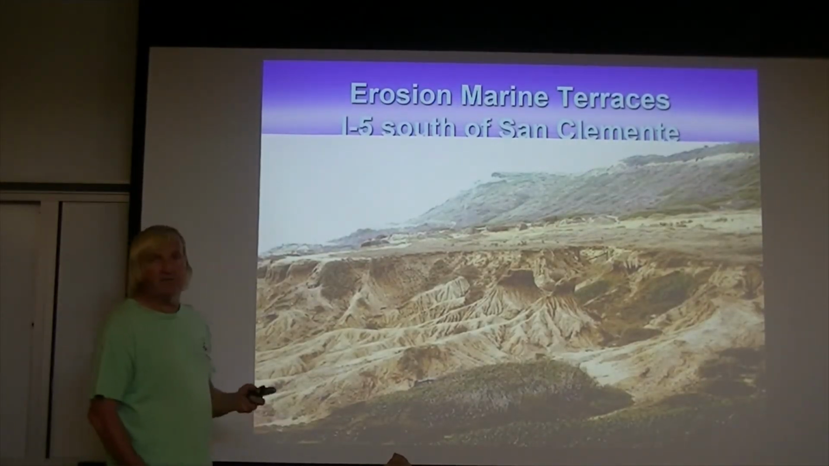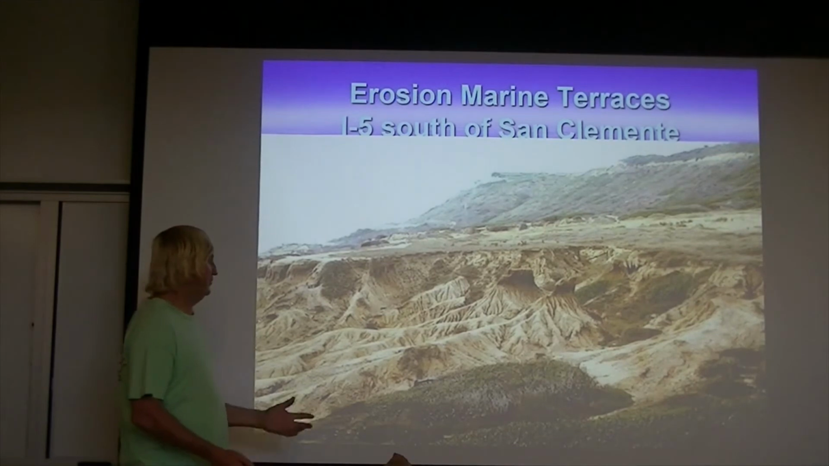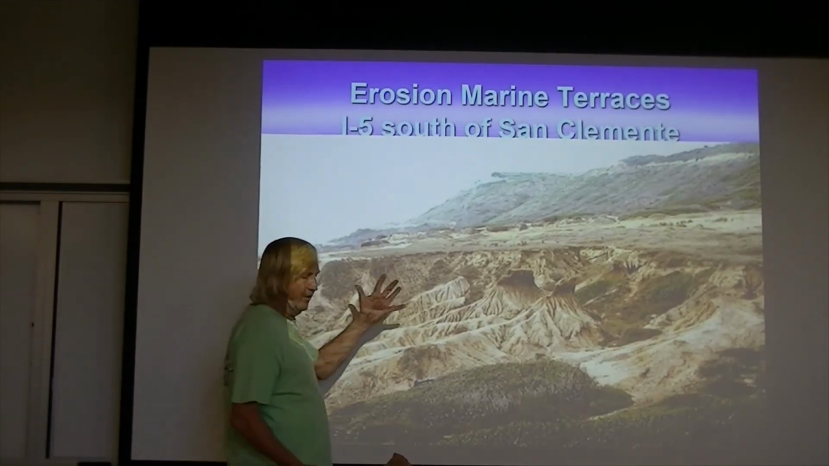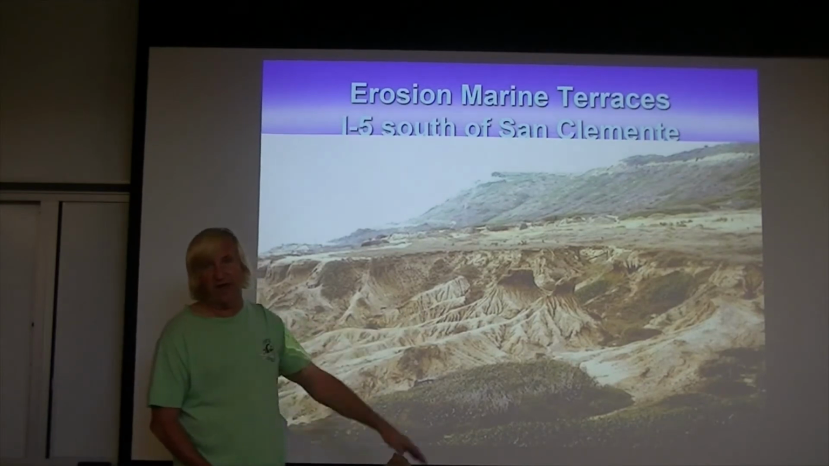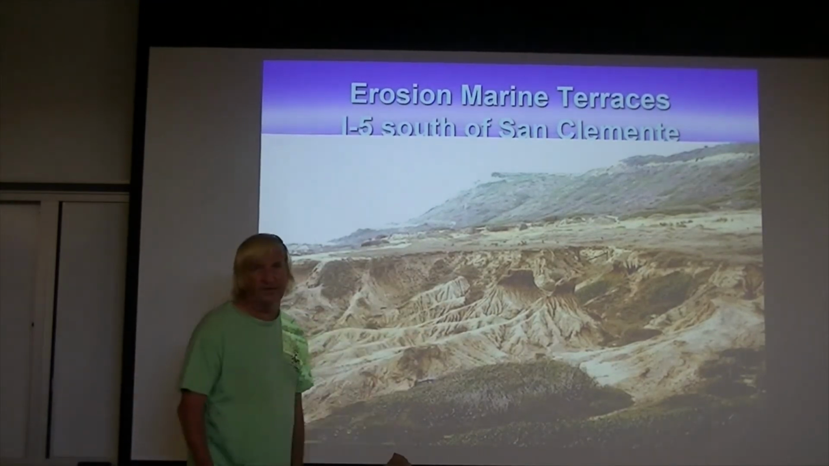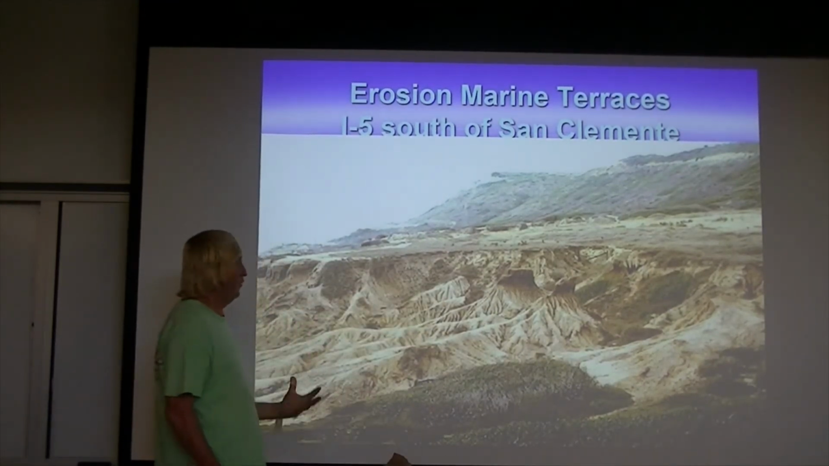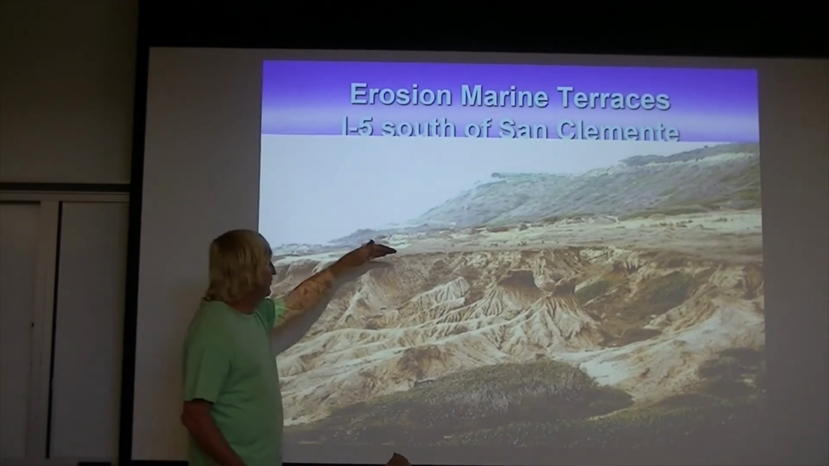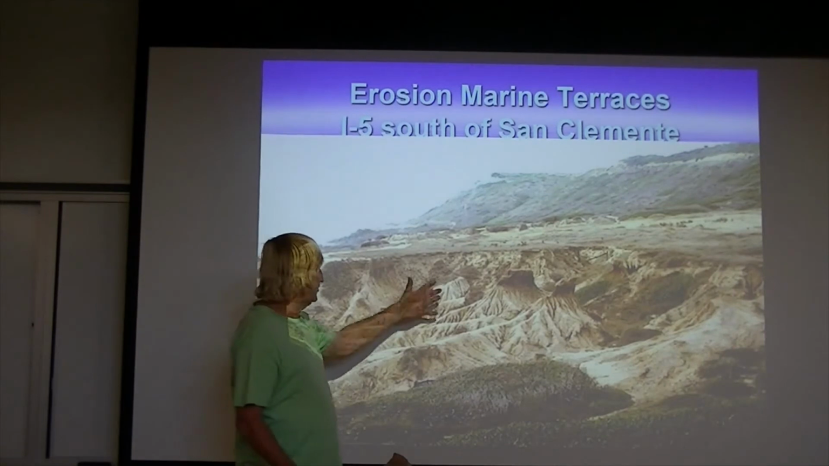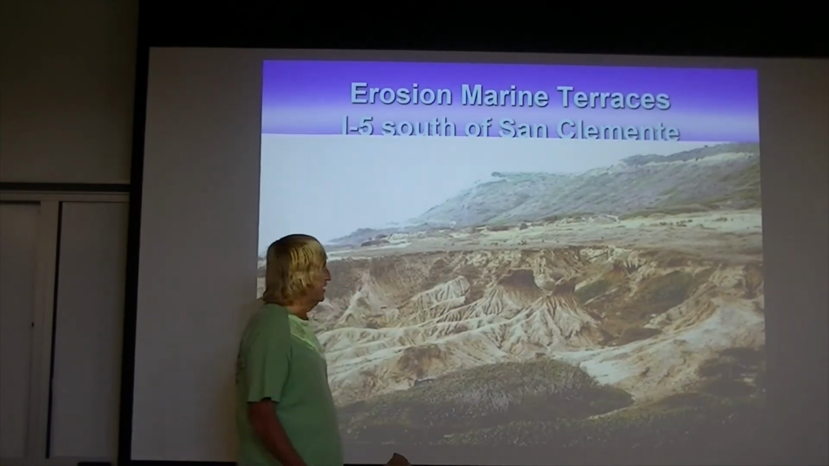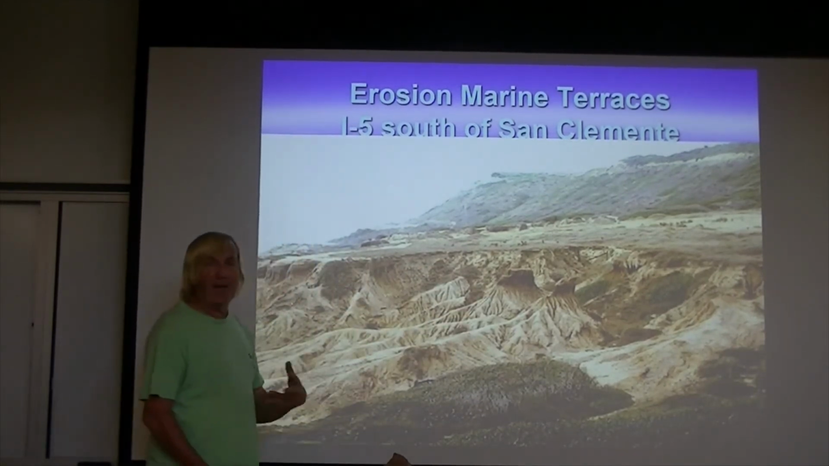The sediment is very vulnerable. This is actually south of San Clemente. They were going to develop this area, so what do developers do? They go on bulldozers, they grade everything down flat. They remove all the vegetation. Well, before they could build, it rained. And because there was no vegetation, the runoff was incredible. It actually cut down through these sediments, creating what's called a badland.